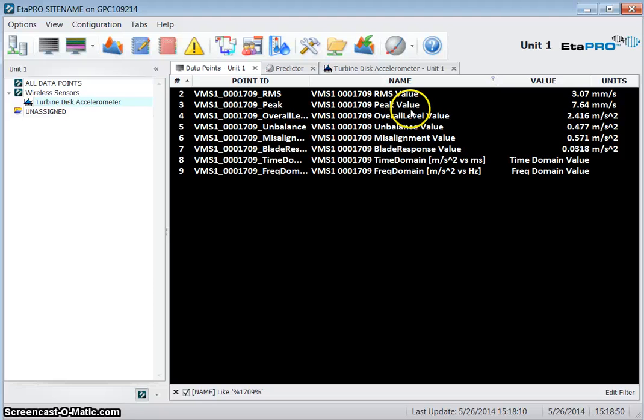There's overall vibration, which is typically what most systems look at, and then there's diagnostic information that's associated with the raw data. And we actually can look at that information in the frequency domain right within the EtaPRO system itself. Let's take a look.